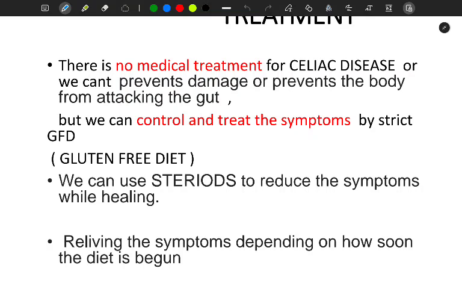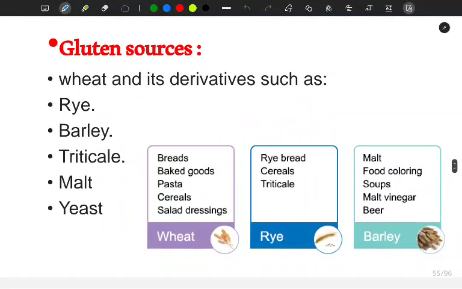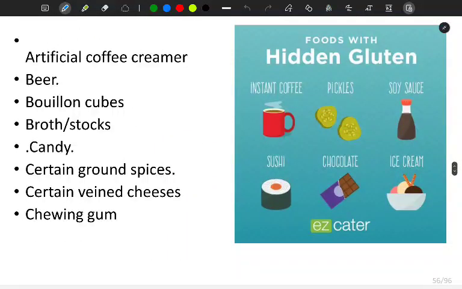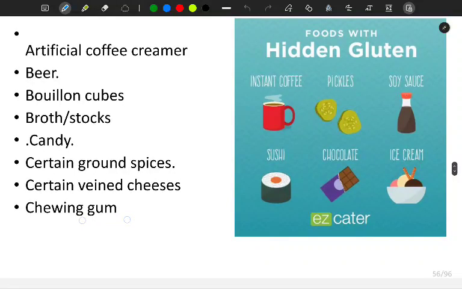Next, please. Food containing gluten is prohibited. Next. Gluten sources: wheat, rye, barley, triticale. And there are other hidden sources of gluten that should be avoided. That's an interesting slide: artificial coffee creamers, beers, bouillon cubes, broth stocks, candies, certain types of ground spices, lime cheese, and chewing gum. This is the slide. You can see where we can sometimes find gluten hidden.